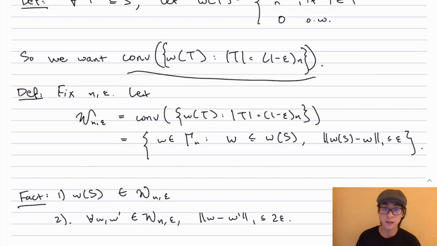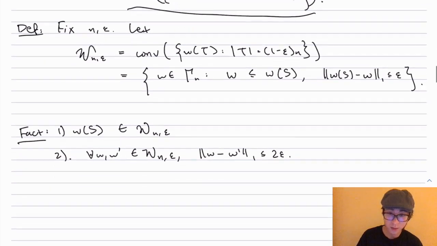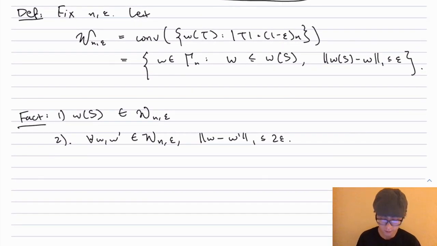But then this set has two nice properties. First of all, notice that the uniform weights are indeed in this set, simply because they very clearly satisfy these properties. And secondly, this set has very small width. In particular, for all w, w' in this set script W, the L1 norm between w and w' is at most 2 epsilon, just by triangle inequality with w(S).